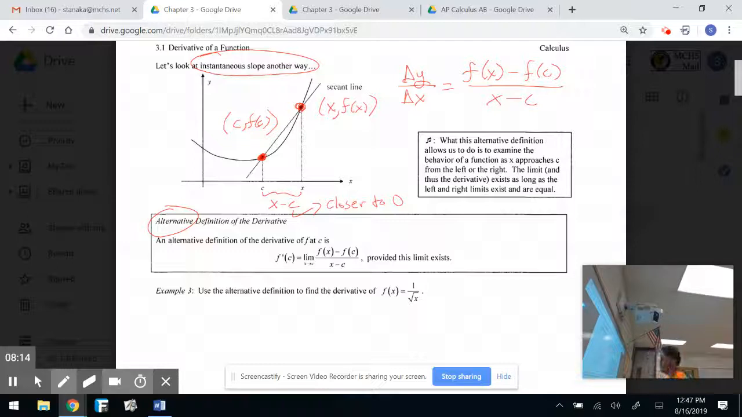And when it gets closer and closer to 0, it's going to give me instantaneously what's going on. So in order to get this closer and closer to 0, I'm going to make x closer and closer to c. It's going to approach it. And thus, we come up with this really cool alternate definition of the derivative. And yes, you need to know both, which is f prime of c is equal to the limit as x approaches c of f of x minus f of c all over x minus c.